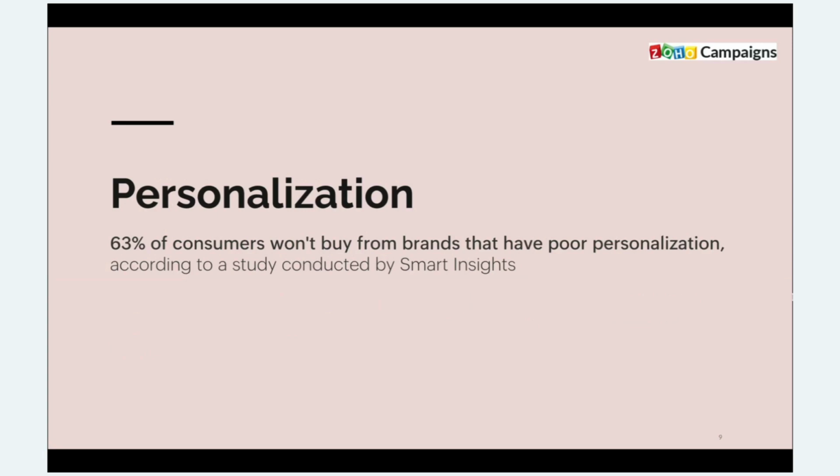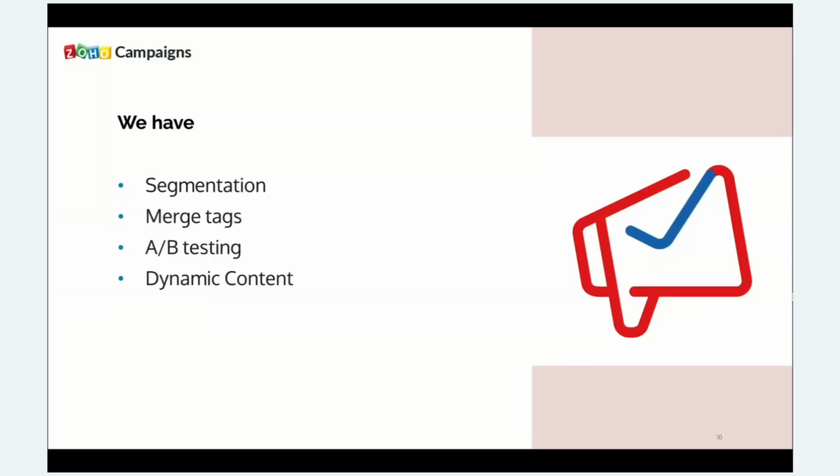And here, since we're looking at email marketing, we could personalize our emails with the help of a lot of personalization techniques. A few of them are mentioned here: segmentation, merge tags, A/B testing, and dynamic content. Let's look at them one by one.